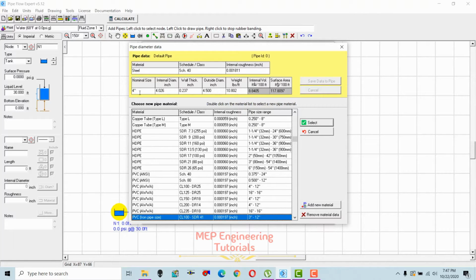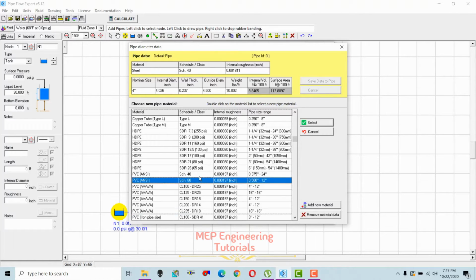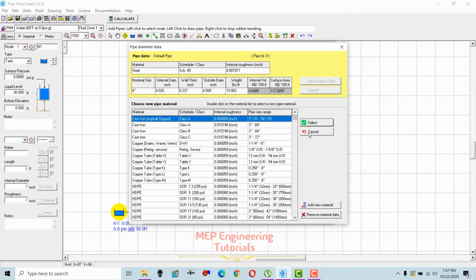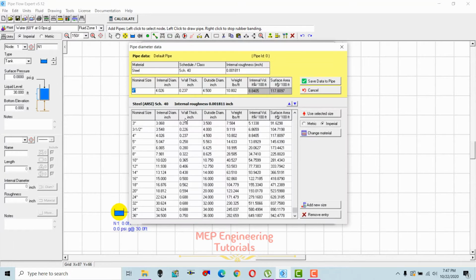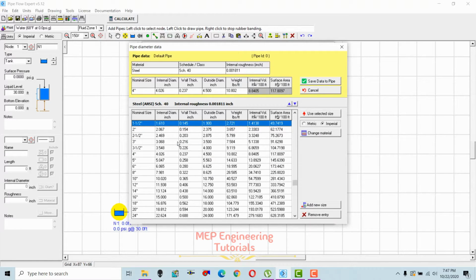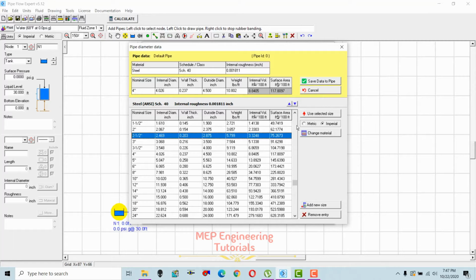I'm going to keep the same, and the pipe size selected is 4 inches. Instead of 4 inches, I'm going to change this to 2.5 inches. It depends, whatever pipe size you have calculated, according to that you have to select the pipe size in pump head calculation. I will keep the same material, and I will change the diameter from here. This is for steel schedule 40, you can see in here. And I will change the pipe size to, let's say, 2.5 inches.